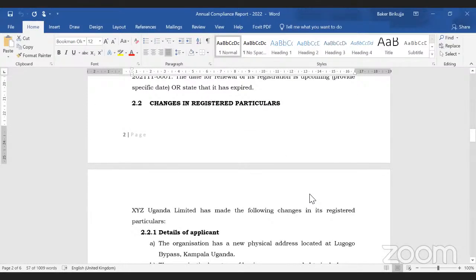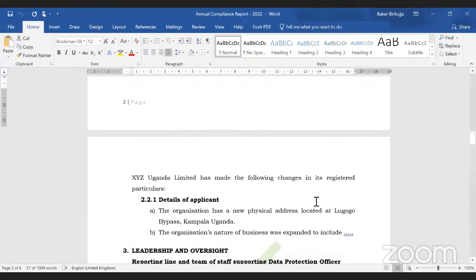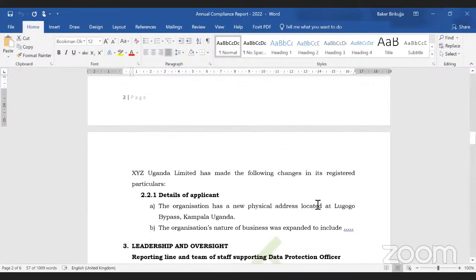Now also, the law requires that when you're registered, you should notify us within 14 days of any changes in the registered particulars. So within the report, equally, you go ahead and let us know which areas you've changed, whether you've changed the place of address, your nature of business, and all the other areas that you had indicated in the original registration.